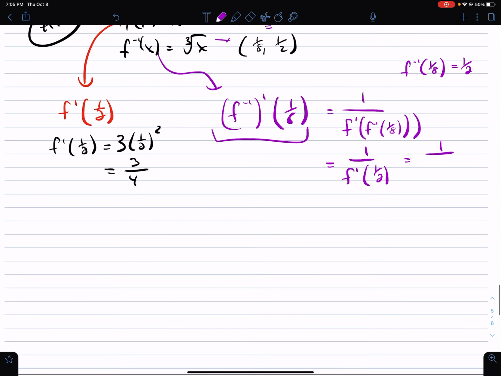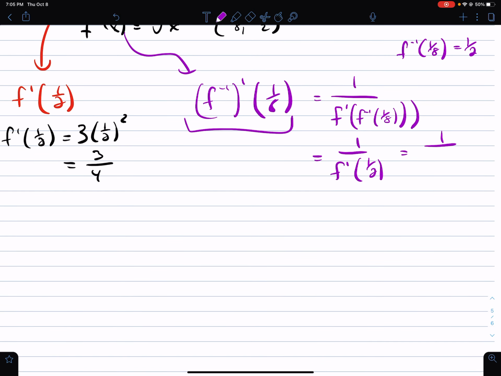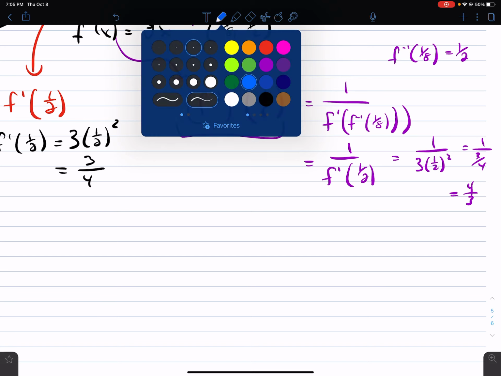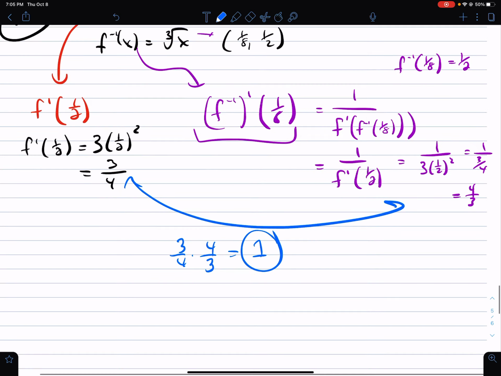So then, simplifying our notation, what is the derivative at 1/2? Now the derivative of f at 1/2, again, we get the same thing we had over there. This was 3 times x squared, which gives 1 over 3/4, which is, of course, 4/3. So we can see that those slopes are reciprocals, right? And if we multiplied them together, we get that classic identity of 1.